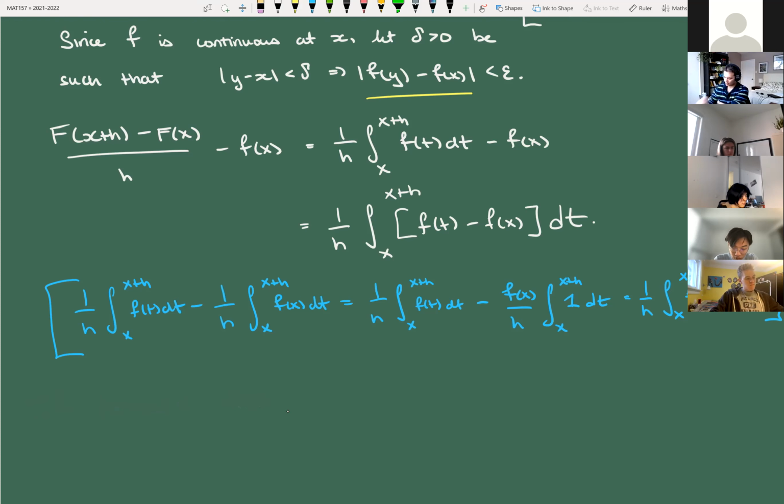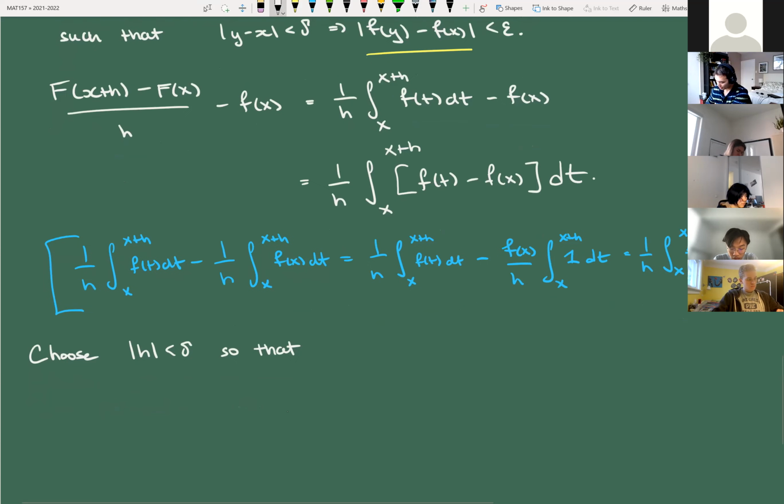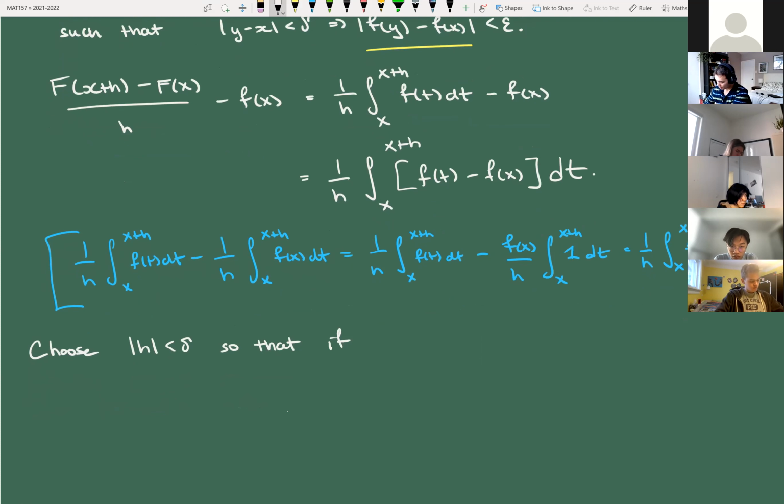Yeah, how do I want to say this exactly? So choose the absolute value of h to be less than delta. So that if t is in x to x plus h, then t minus x is less than delta. Right?